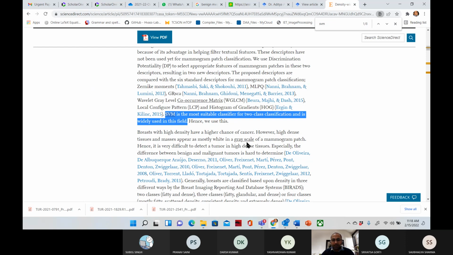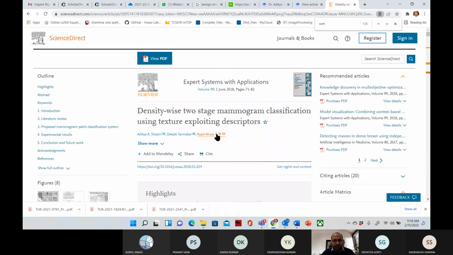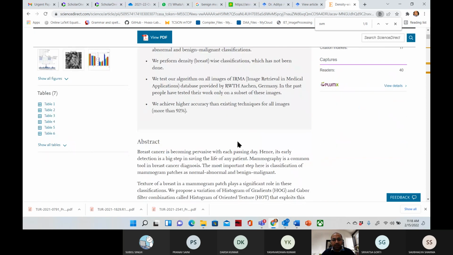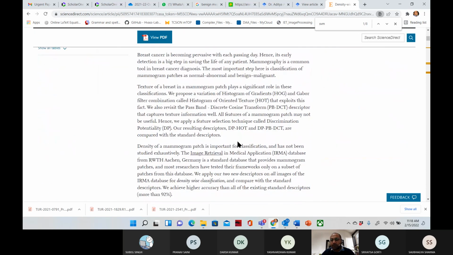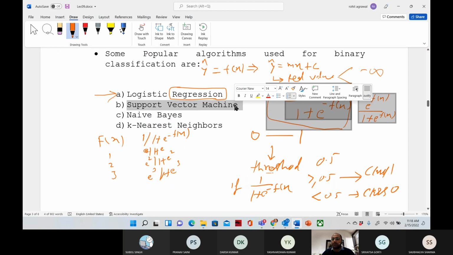Okay, so we will also discuss this support vector machine in our lab. This is the support vector machine, which is used for mammogram classification. Mammogram means breast cancer X-ray images. We classify them as cancerous or not cancerous, and the algorithm used is the support vector machine, SVM.